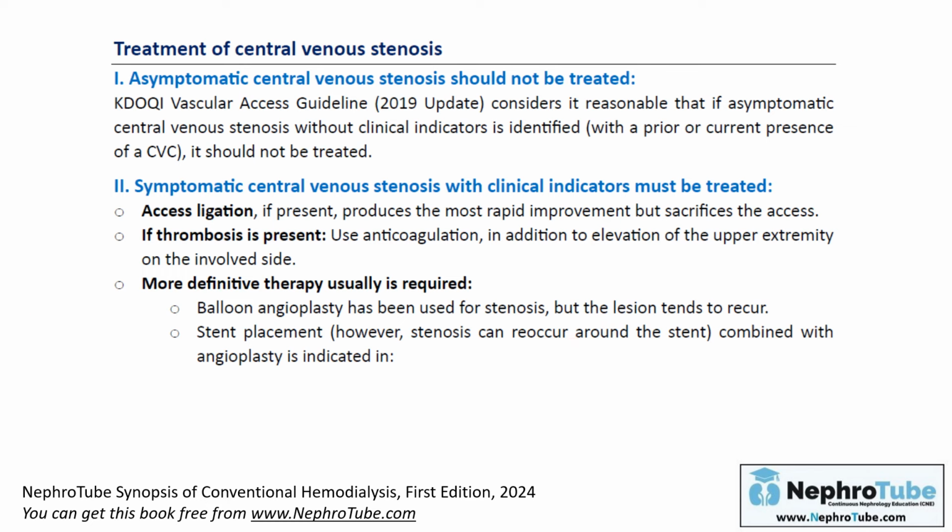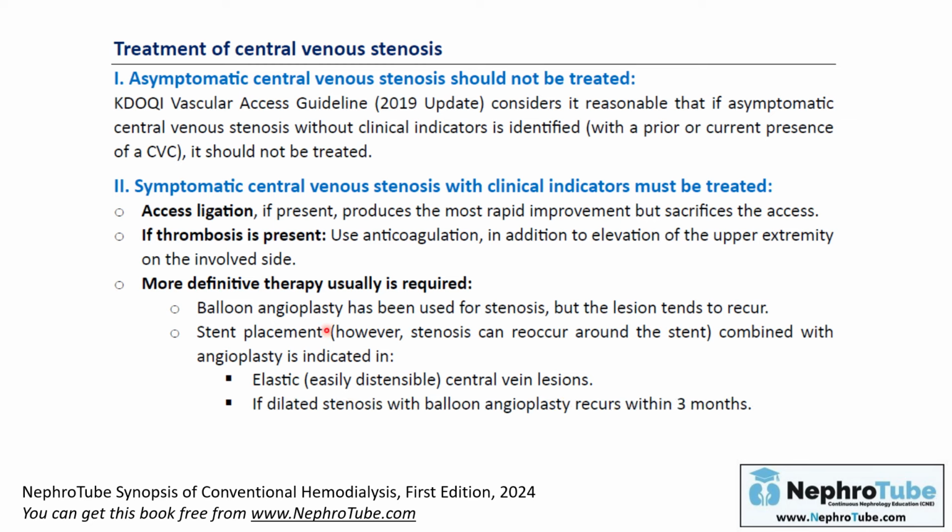Stent placement with balloon angioplasty can be indicated if the central vein lesion is elastic and easily distensible, or if the stenosis dilated with balloon angioplasty recurs within 3 months. You did a balloon angioplasty, and within 3 months there was a recurrence of stenosis. It's better for the second time to put a stent. Finally, subclavian vein stenosis can be relieved by axillary to internal jugular vein bypass.